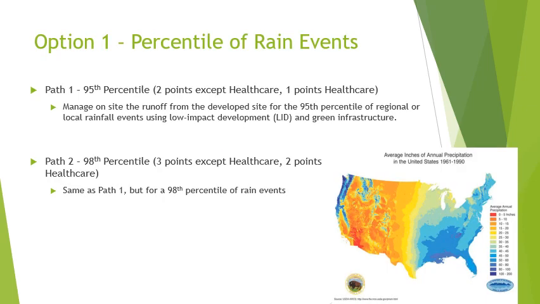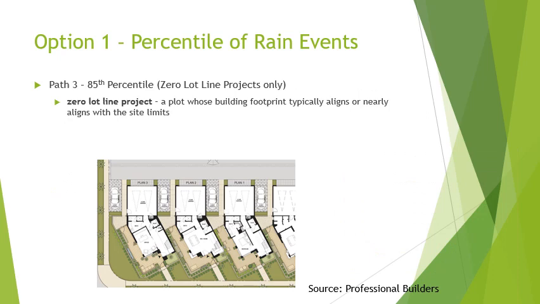Option 1 gives 3 different paths, and the first two address a 95th and a 98th percentile rain event to achieve either 2 or 3 points respectively, except the healthcare category, which gives 1 less point for each path. Path 3 addresses zero lot line projects, where projects whose building footprint aligns or nearly aligns with the site limits. If your project falls under this criteria, only an 85th percentile rain event will need to be managed.